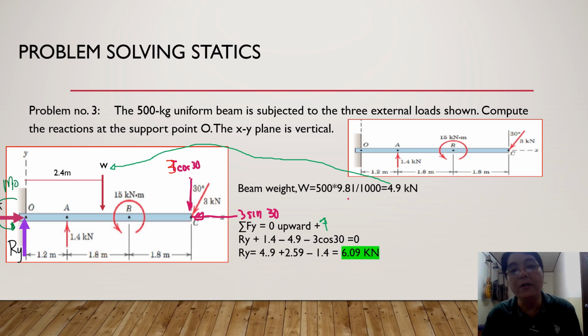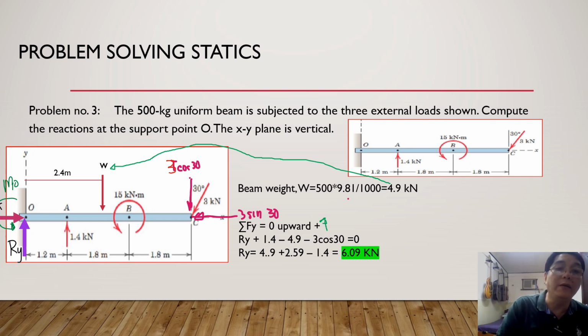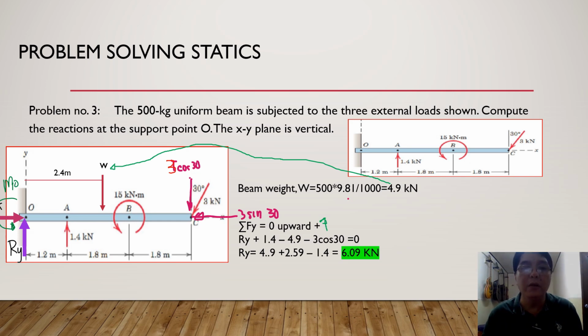Okay. Therefore, we have, if we transpose everything to the other side of the equation, ry will remain at the left side. Therefore, ry, which is positive, negative 4.9 will become positive because we're transposing to the other side of the equation. And then we will have positive 2.59, that is 3 cosine 30. And then this positive will become negative 1.4. We will have 6.09 as our reaction at y. Okay? Ry ang tawag natin yan. So, let us continue. Pwede tayong mag-sum ng forces dito para makuha yung ating Rx.